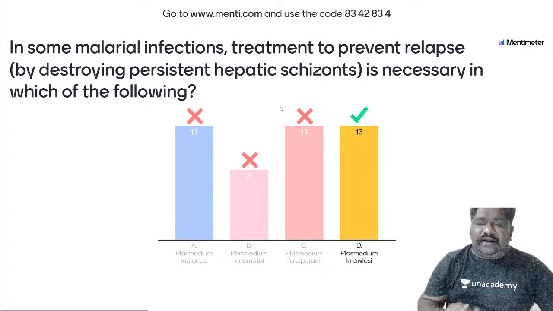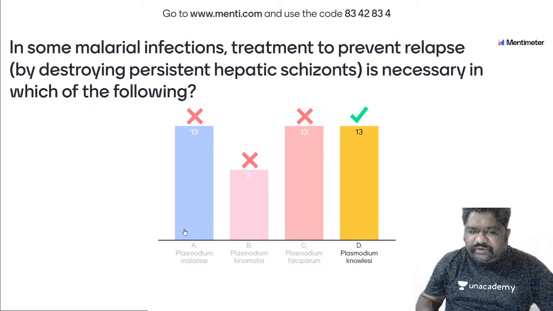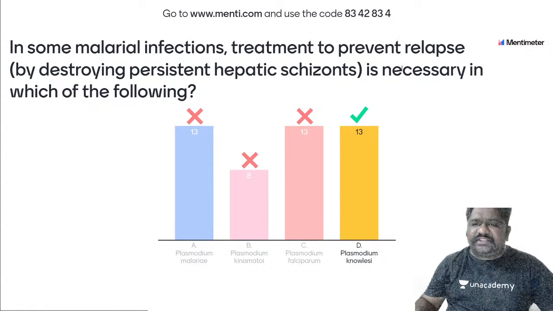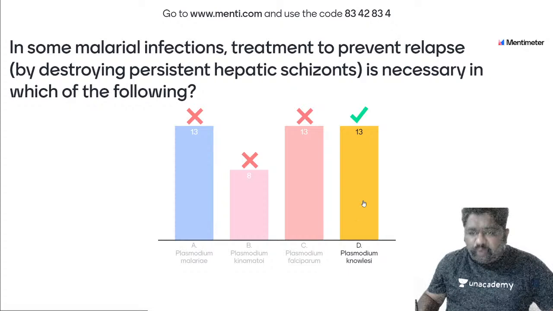So when they say the hypnozoites are not formed, then it is a property of both Falciparum and Malariae. Both of them are equally ruled out. Plasmodium kinematoi does not even exist. This is the trick of the question. In case of Plasmodium knowlesi, Plasmodium ovale and Plasmodium vivax, you will require treatment to prevent the relapse. So in this question, you don't have ovale and vivax. If ovale and vivax was given, it wouldn't be a single answer. So the right answer here is Plasmodium knowlesi.